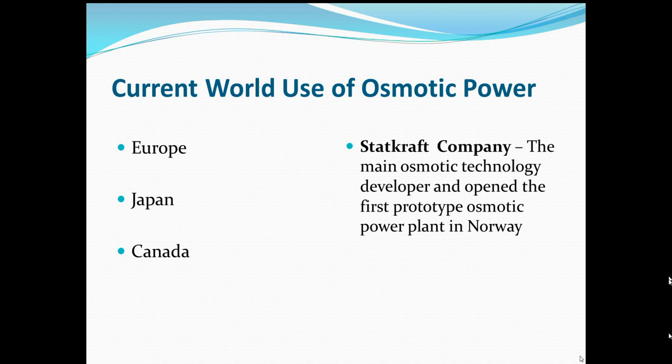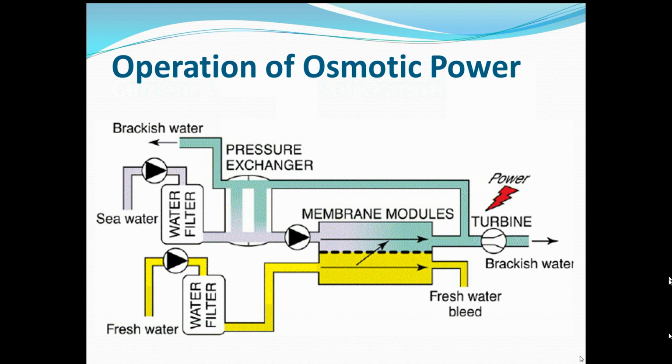Now coming to Canada, Hydro-Quebec is the place where they have developed an osmotic power plant, and they intend to supply 14% of their renewable source of energy in 2020. Now, after knowing what osmosis is and what the current osmotic power use is throughout the world, let us go ahead into the operation of osmotic power.